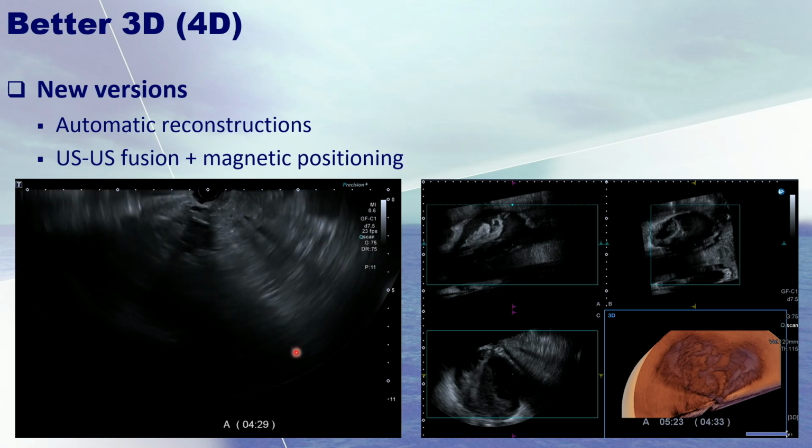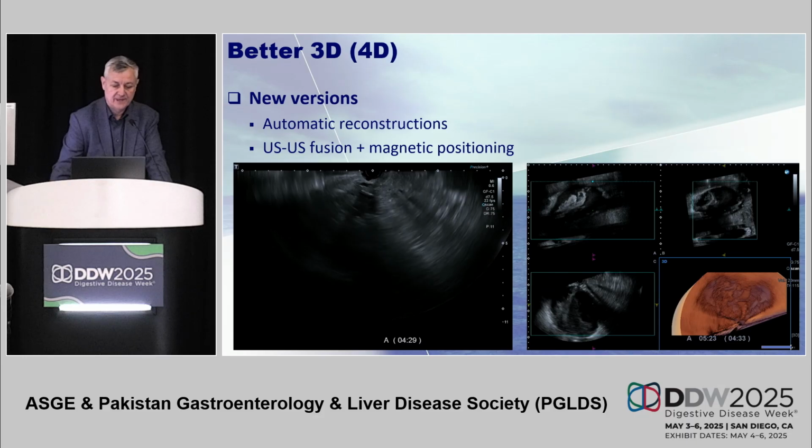So it's a large cystic mass. Whenever you do 3D reconstructions, you have to do a sweep through the cystic lesion, and you can see here how the 3D reconstructions look. So you can actually look inside a cyst.